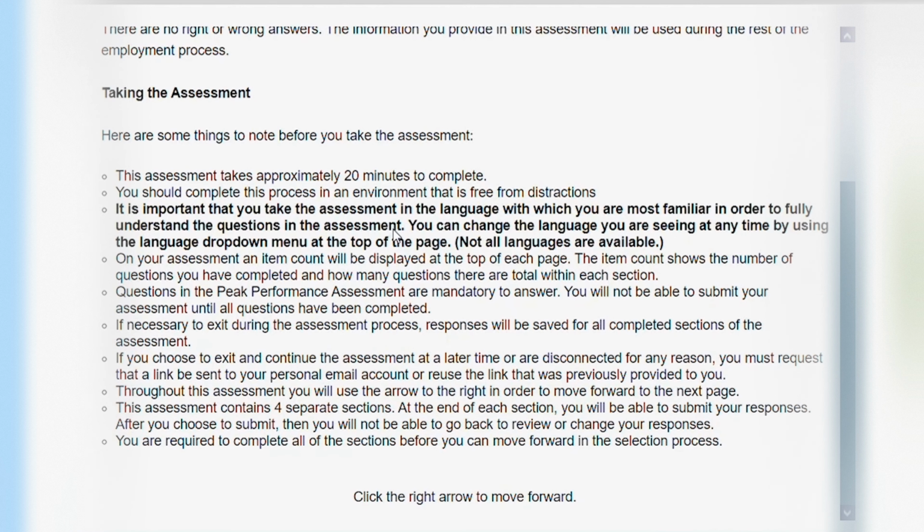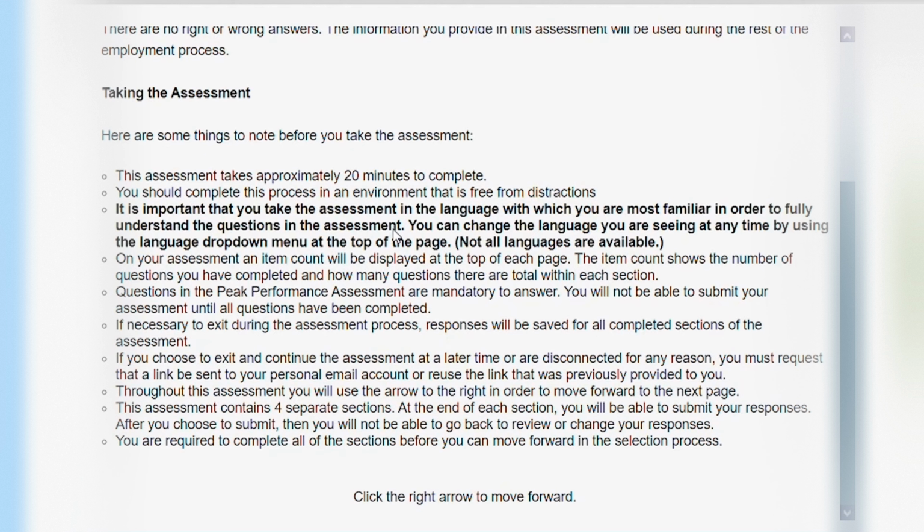Now, here are some ground rules for the assessment. It will take approximately 20 minutes. Make sure you select the language of your preference. There shouldn't be any distraction. One important thing, the assessment will show the count of the questions that you've completed and the count of questions that are still left. All questions are mandatory to answer. You can't submit without answering any question. In case you choose to exit at any point in time, your responses will be saved. And when you log in again, you can start exactly from where you left off.